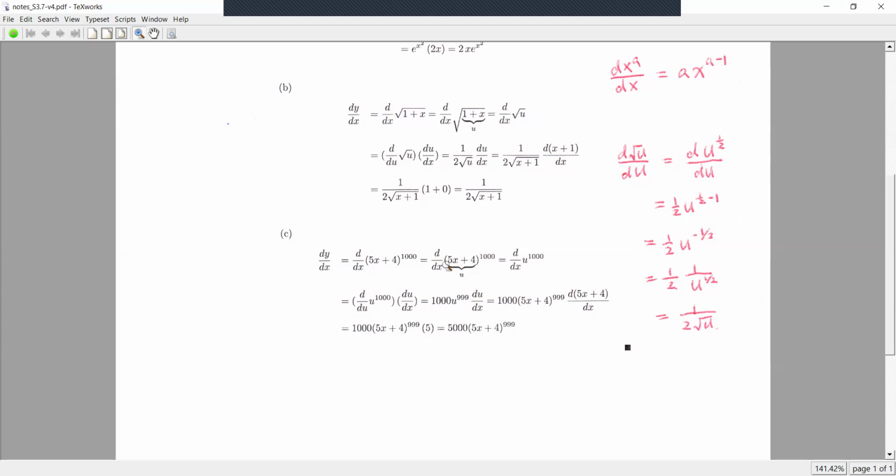Now I plug in 5x plus 4 for the u here to remove u. Then I have this equation. For this derivative, 5x plus 4: 5x, the derivative is 5. 4, the derivative is 0. So this derivative is equal to 5. Simplify this expression, then this is the answer to part C.